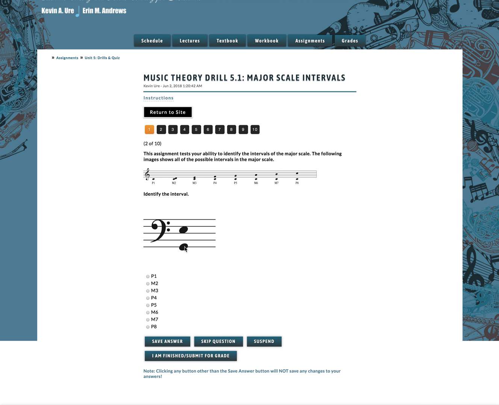Here, you've got to count again. 1, 2, 3, 4, 5, 6. So this is a 6, which makes it a major 6. Now, while this may seem extremely easy, and it is, the goal is to get you to learn how to identify very quickly these intervals on the staff. So you should be able to look at this and instantly know that when you have that kind of spacing, it's a 6.